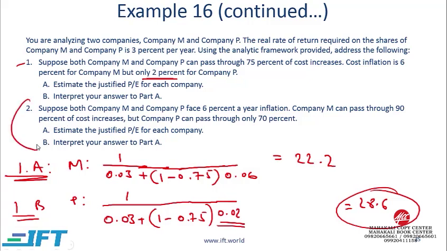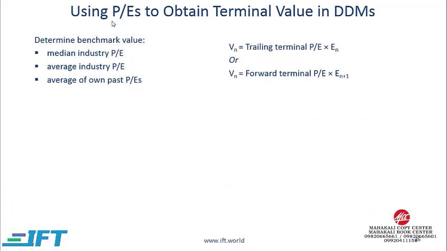Then question 2 also illustrates an important point. Here, both companies face the same inflation number. Company M can pass 90%, P can only pass 70%. So which company will have a higher justified PE? Obviously the company which can pass on a higher percent. And when you do the calculations for 2A, you should get 27.8, and for 2B, what you should get is 20.8. Next point is to use PEs to obtain terminal value in dividend discount models.